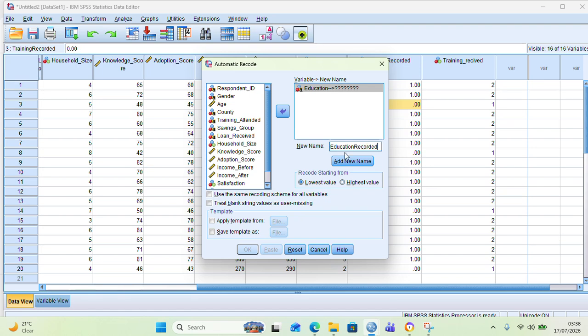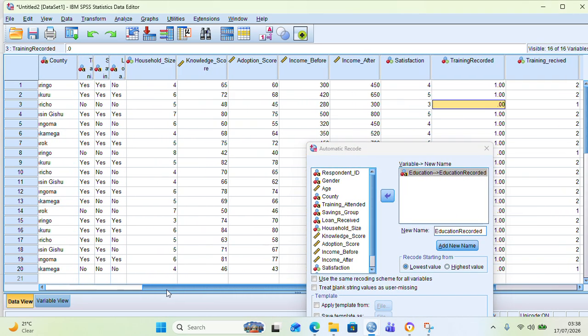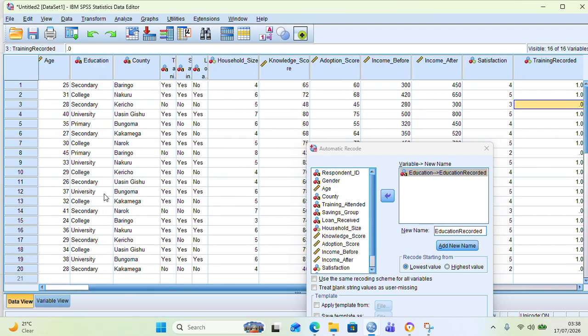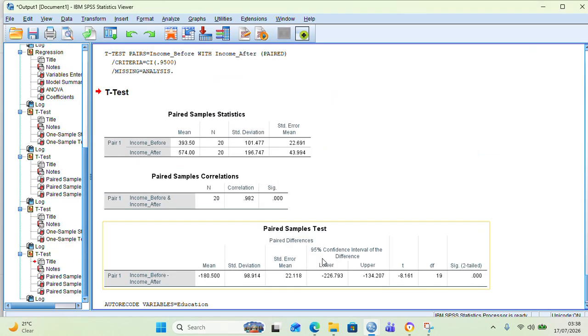Always remember that SPSS is case sensitive. So let's see for education. We had university, secondary, college. Then you come to add new. So then you click OK.